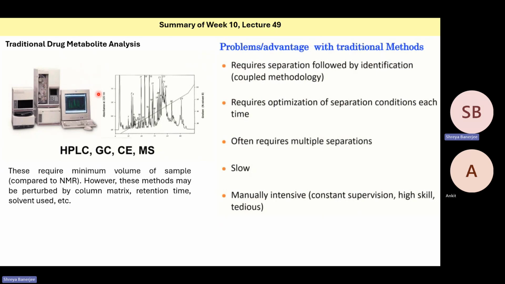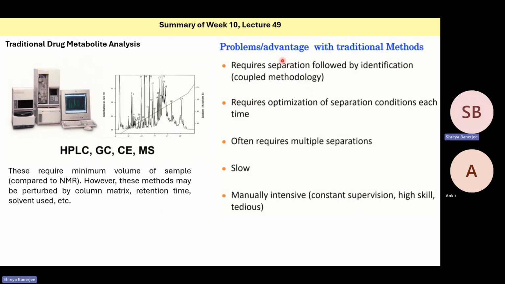Now, normally the methods that were traditionally used for drug metabolite analysis were things like HPLC, gas chromatography, mass spectroscopy, and so on. The good thing was that they required a minimum volume of sample compared to NMR. But the problem was that these methods can be perturbed by the column. So in HPLC, you have a column through which you are passing your analyte. And definitely, if you vary the column, then the retention time and everything will vary. Similarly, if you vary the solvent, it will vary. But in NMR, the chemical shift is constant irrespective of what spectrometer you use. So that is one disadvantage.